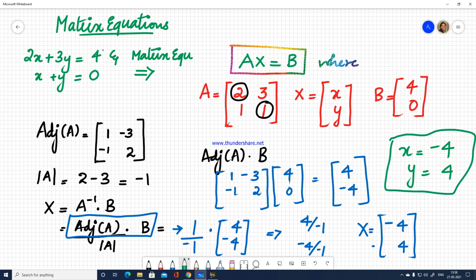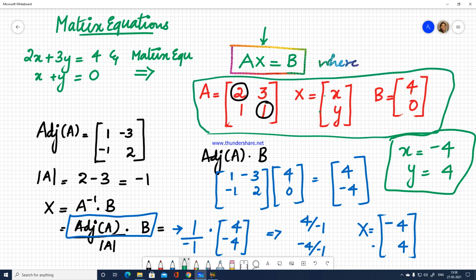I repeat: whenever you get an equation like this, you need to convert it into a matrix equation. The general format is AX equals B. That is 2x plus 3y equals 4 and 1x plus 1y is equal to 0. This is how we convert. We got X, A and B. We need to find the adjoint first. We interchange the values and switch the signs: if it is positive, switch to negative, and if it is negative, switch to positive.